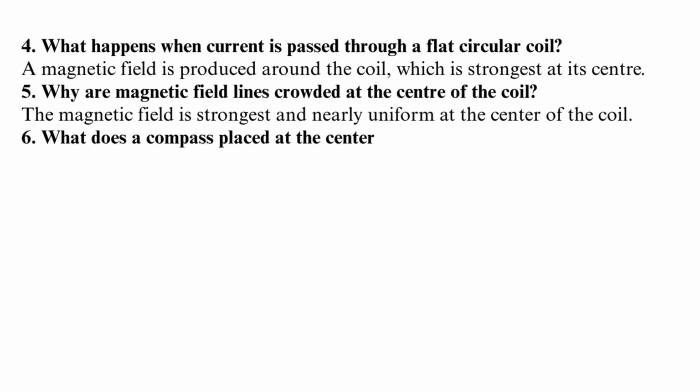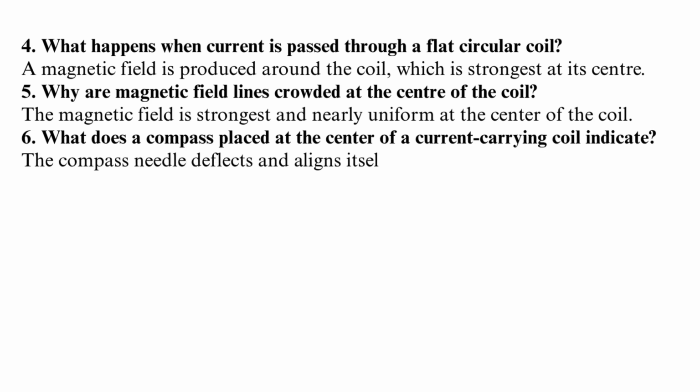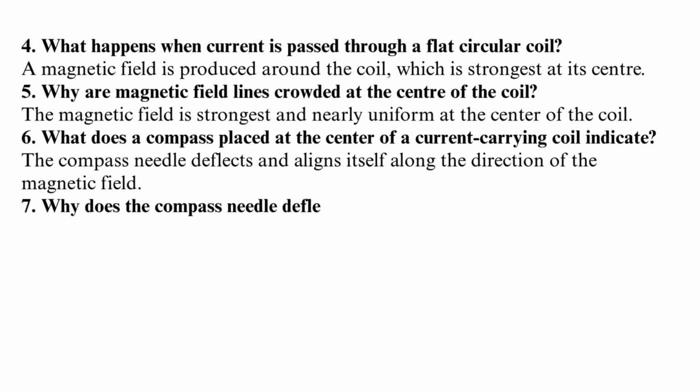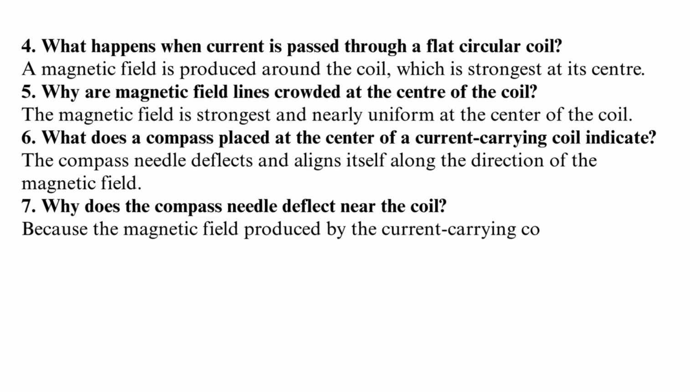6. What does a compass placed at the center of a current-carrying coil indicate? The compass needle deflects and aligns itself along the direction of the magnetic field. 7. Why does the compass needle deflect near the coil? Because the magnetic field produced by the current-carrying coil exerts a torque on the needle.